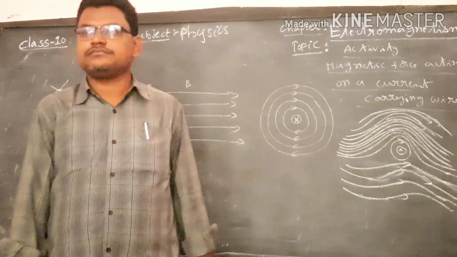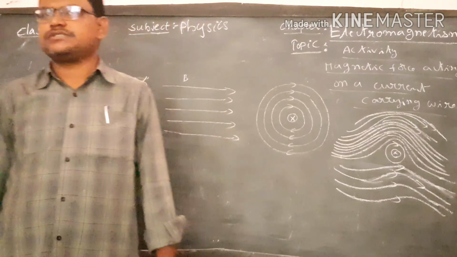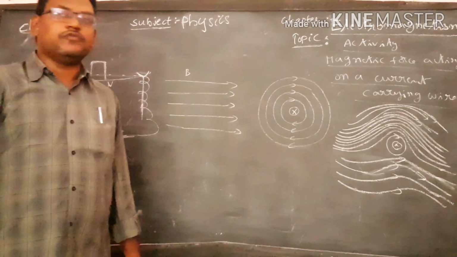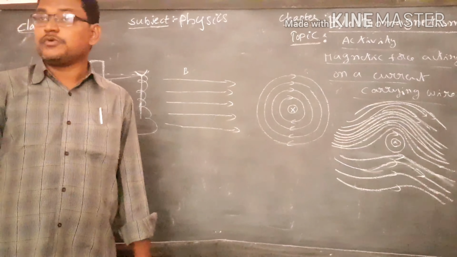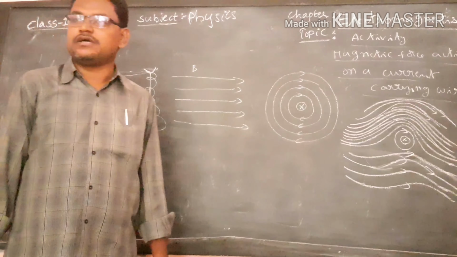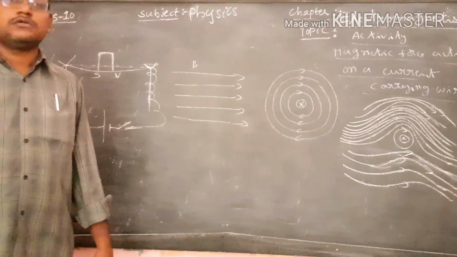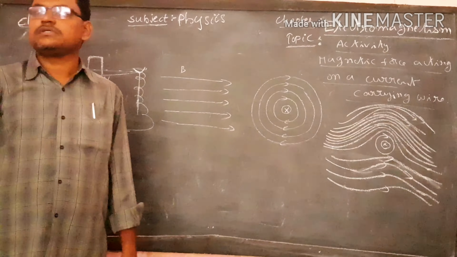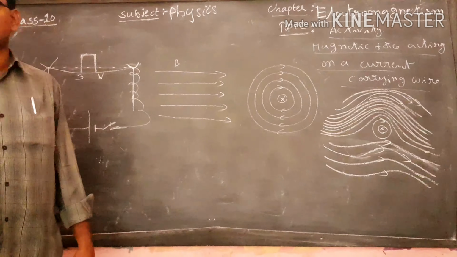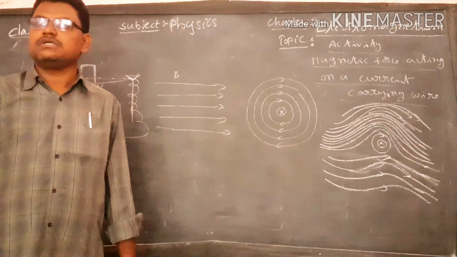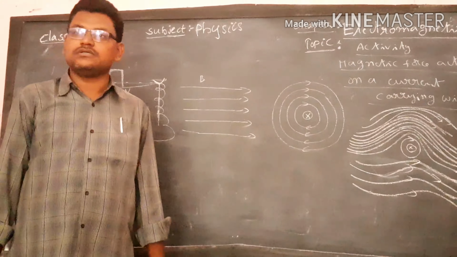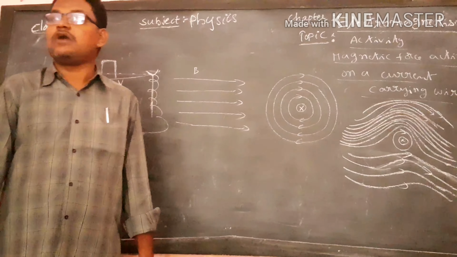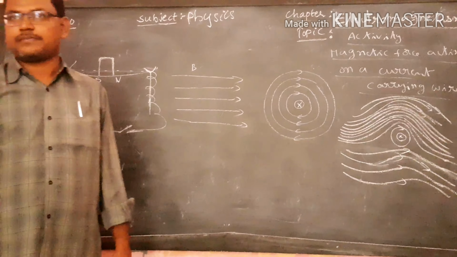Good afternoon, everybody. In the previous class, we discussed the magnetic field due to a solenoid, the magnetic force acting on a charged particle, and the magnetic force acting on a current carrying wire. What did we discuss about the magnetic field due to a solenoid? The magnetic field due to a solenoid is uniform inside it, and only inside the solenoid. The magnetic field outside it is 0.